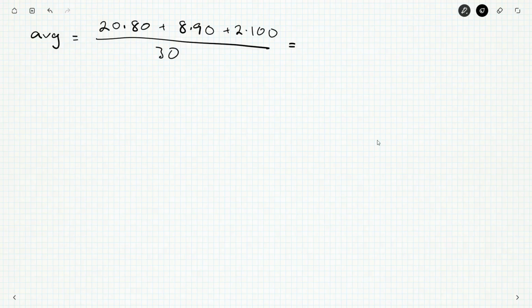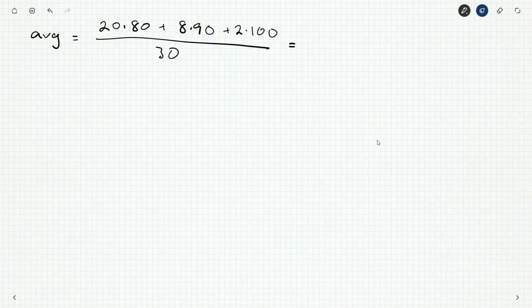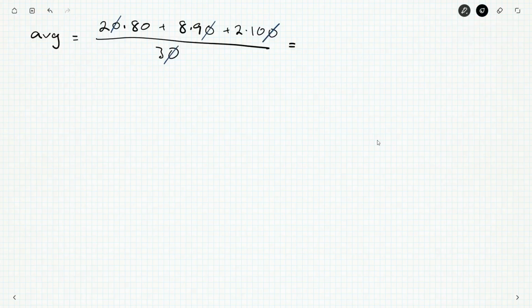Okay. Now we can work all these out, but what I'm actually going to do is very quickly cancel a 0 in each of these, making my life a little easier. 2 times 80, 160. 8 times 9, 72. And 2 times 10, 20. All of that is divided by 3. 160 plus 20 is 180.